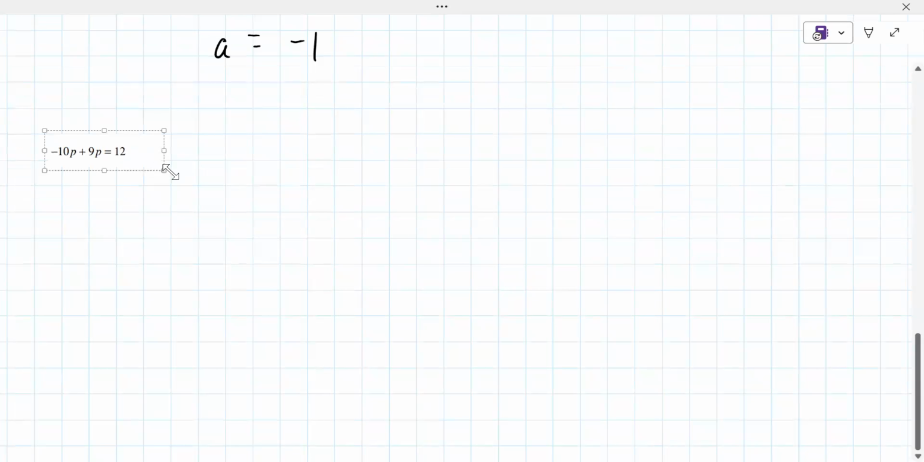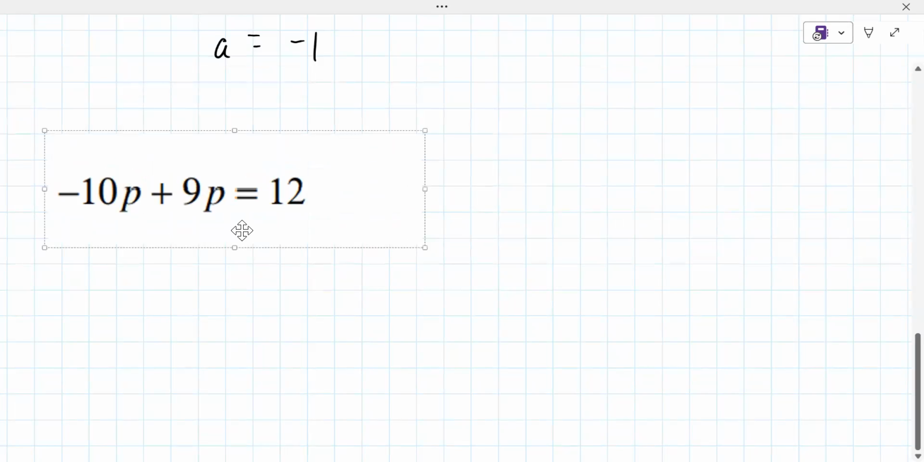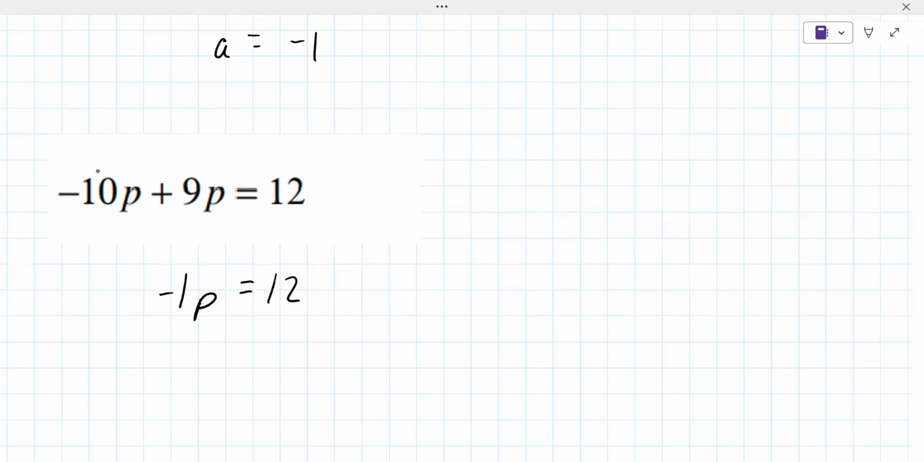Let's look at another one here. Tell me what you see. 10p plus 9p equals 12. Okay, so on the left here, I want you to combine these like terms. I'm asking you just to add the numbers on the left. -1 times p equals 12. Yep, that's right, and that equals 12.